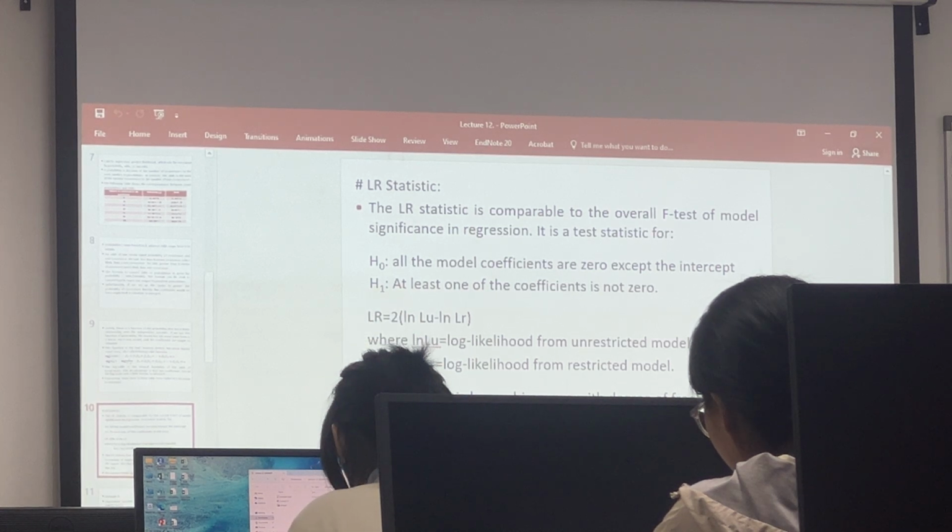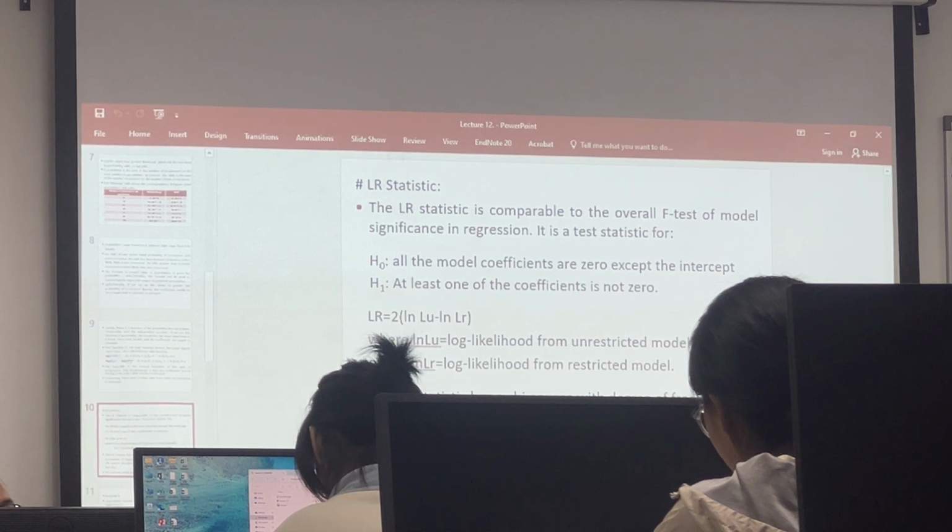And then we can use this hypothesis test for the restriction test, just like how we performed it previously, for the case of the normal regression.